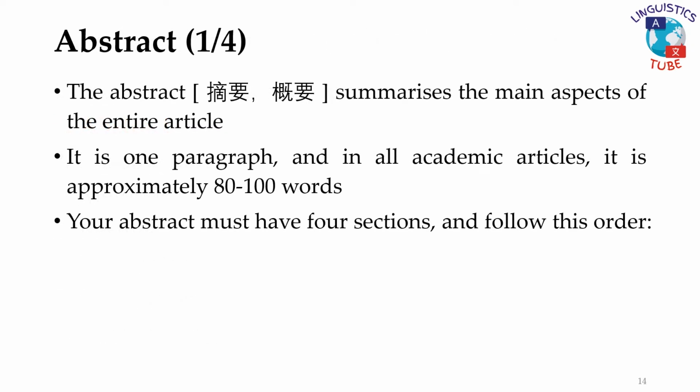The abstract, in essence, is a short summary of your academic article. Thus, it must summarize the most important aspects of the entire article. Regarding the format of the abstract, it is always only one paragraph. In all professional scientific academic articles, which are 5,000 to 10,000 words, the abstract is about 100 words. In a typical undergraduate academic article, which is around 2,500 words, there is less to summarize, so 80 to 100 words is acceptable.